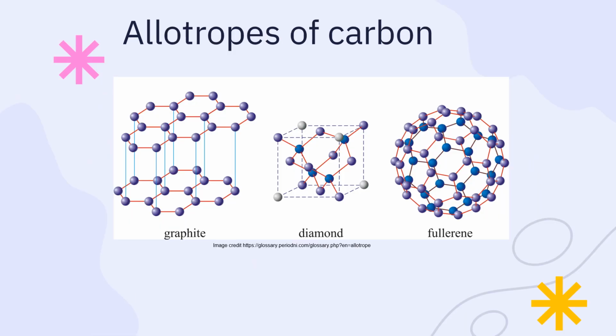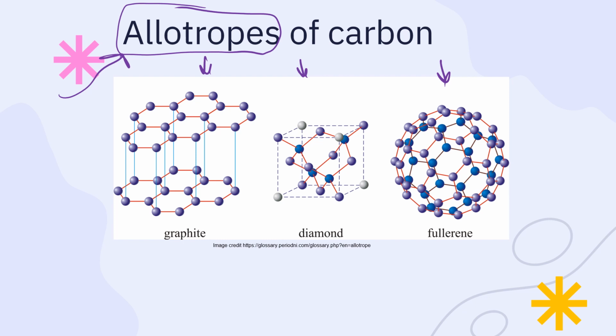One more example of these covalent network solids are allotropes of carbon. So these 3 substances are all just carbon, but what's cool is that they take different structures and therefore they have different properties. And this is what we call allotropes. So allotropes are different structures of the same element. Carbon has several allotropes.